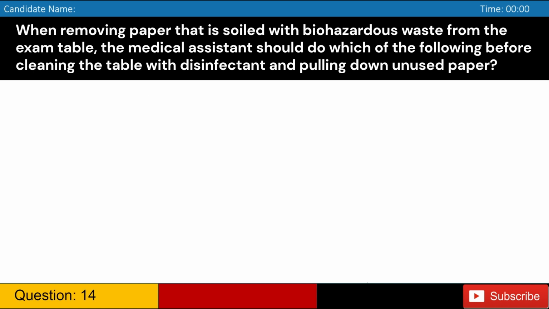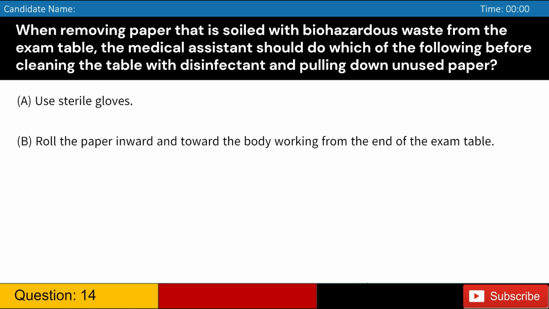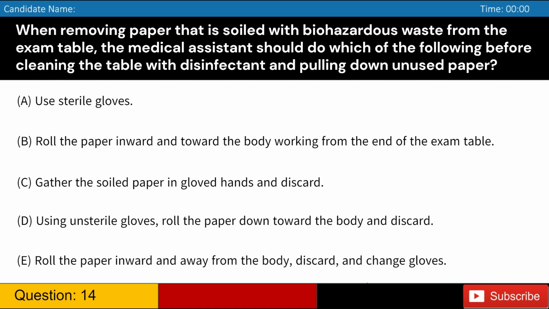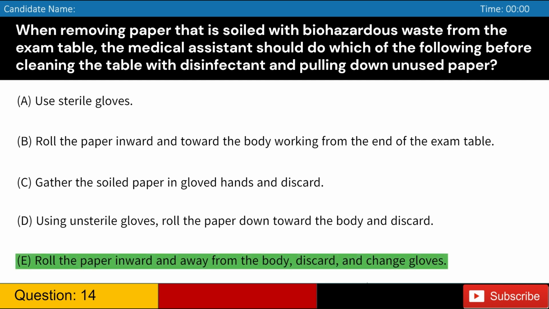When removing paper that is soiled with biohazardous waste from the exam table, the medical assistant should do which of the following before cleaning the table with disinfectant and pulling down unused paper? A. Use sterile gloves. B. Roll the paper inward and toward the body working from the end of the exam table. C. Gather the soiled paper in gloved hands and discard. D. Using unsterile gloves, roll the paper down toward the body and discard. E. Roll the paper inward and away from the body, discard, and change gloves. Answer: E. Roll the paper inward and away from the body, discard, and change gloves.